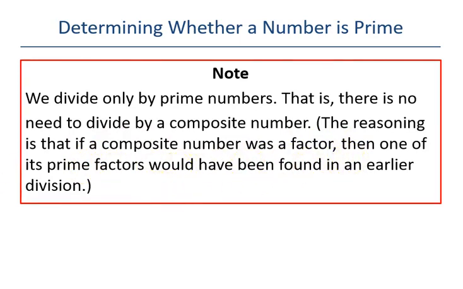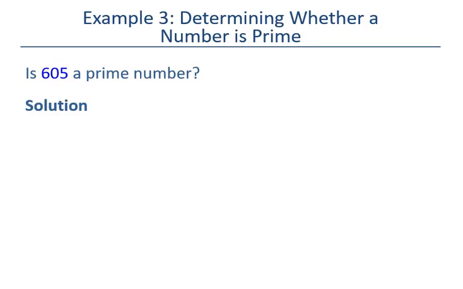Let's look at one. Is 605 a prime number? Thinking back to our divisibility rules, notice that in my ones place there's a 5. So in the ones digit, therefore, it's going to be divisible by 5. And so therefore, it's not going to be a prime.